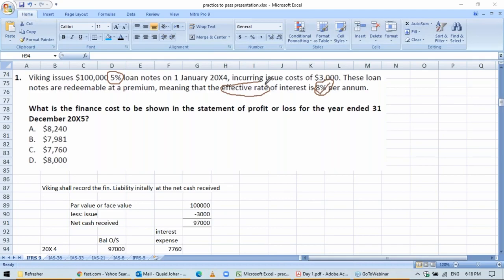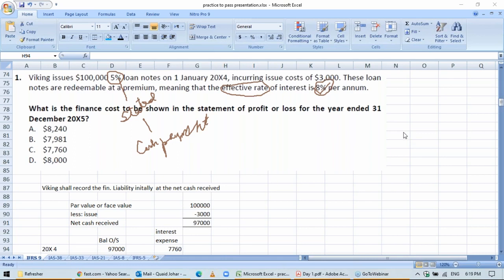Effective rate of interest means the rate the creditor intends to receive from you and the rate at which the company is bearing the cost. And 5% is known as the stated rate of interest. This is the rate at which the cash flow will occur. The interest payment will occur at this rate, but the interest expense will be recognized at 8%, right?